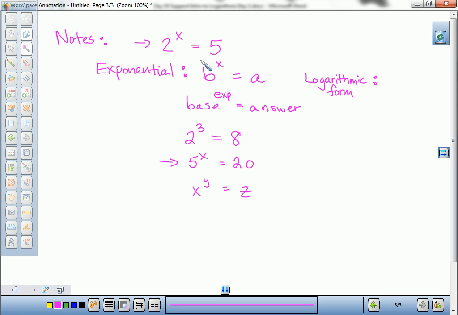Okay, so this is exponential, the one we're used to, the one we've been doing since 9th grade. But we have to have a way to solve these equations, and that way is using logarithms. So we have to understand logarithmic form.